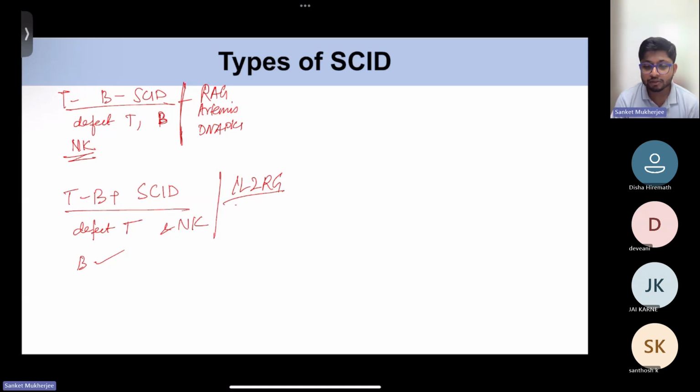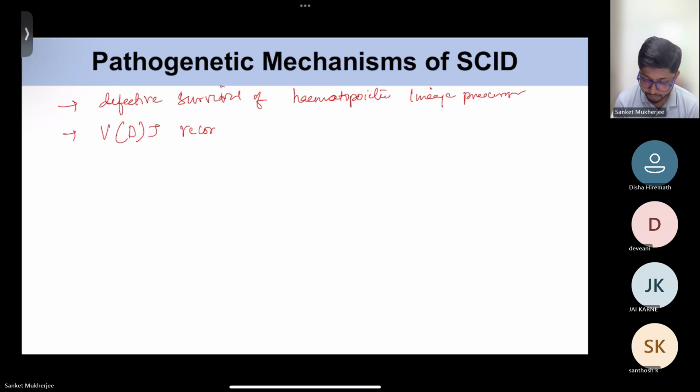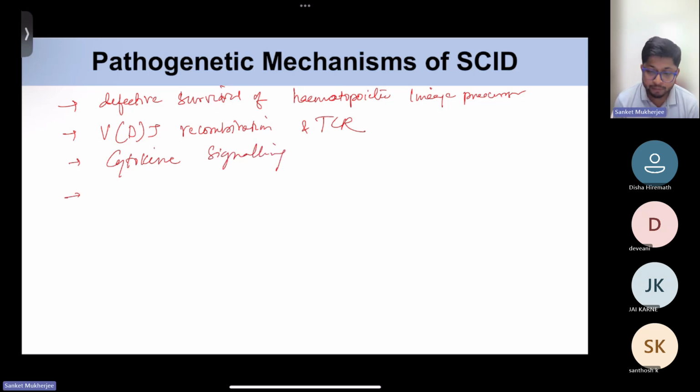If we look at the pathogenetic mechanisms of SCID, it could be due to several reasons. First is defective survival of hematopoietic lineage precursors. There could be a problem in VDJ recombination and the T cell receptors. There could be a problem in cytokine signaling. There could be a problem due to toxic metabolite accumulation.